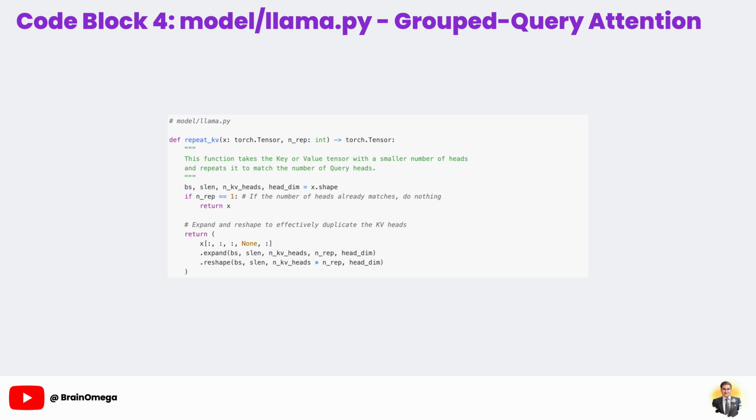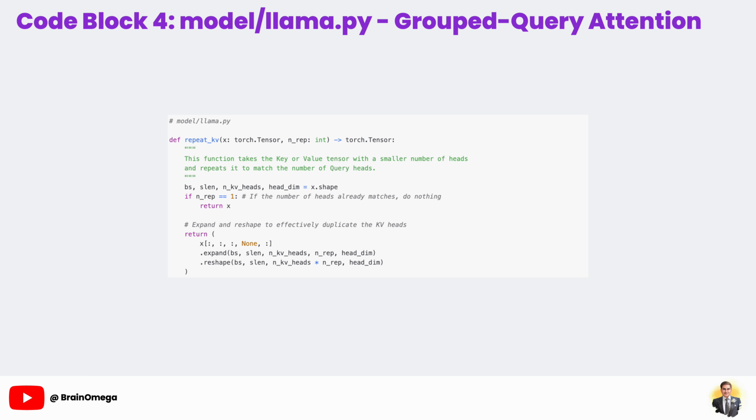For example, we might have 32 query heads, but only 8 KV heads, where each KV head is shared by a group of 4 query heads. The repeat_kv function is the simple but essential mechanism that implements this sharing. It takes the key or value tensor, which has the smaller number of n_kv_heads, and it skillfully expands and reshapes it to match the full number of query heads. This effectively copies the KV heads so that each group of query heads can attend to its designated shared key and value.